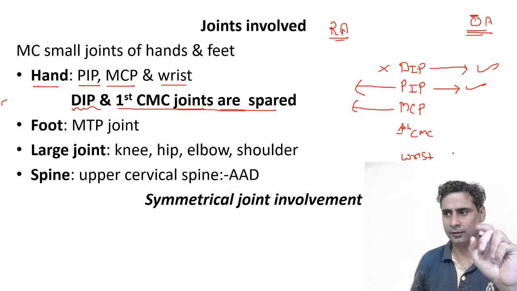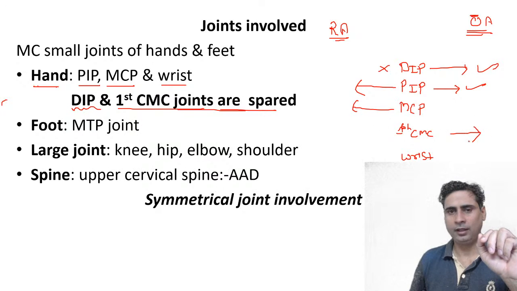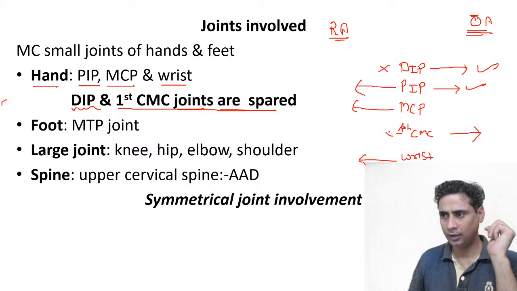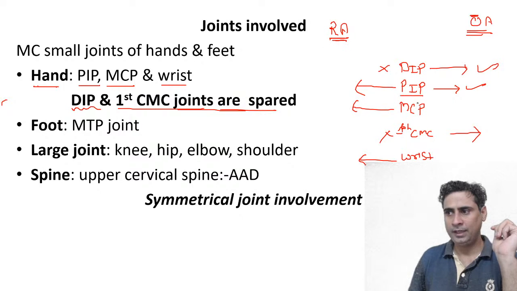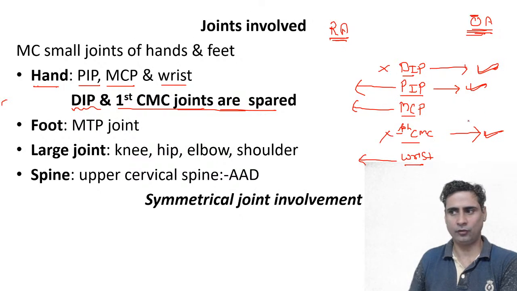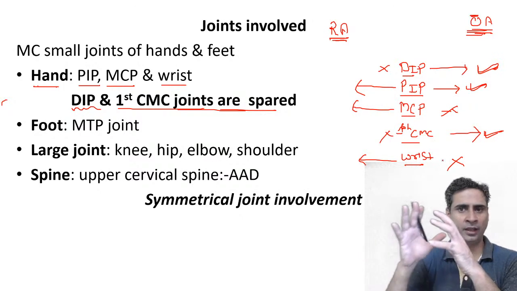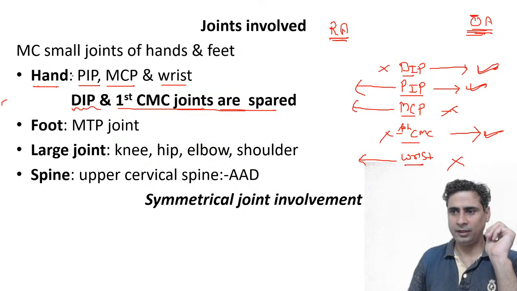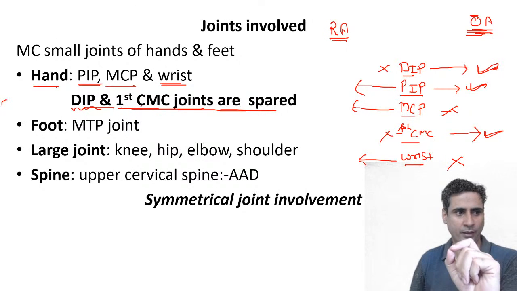Now we are remaining with 2 joints. Once again, give it to osteoarthritis and give it to rheumatoid arthritis. So now in rheumatoid arthritis you can see PIP, MCP and wrist joints are involved. First carpometacarpal and distal interphalangeal joint are spared. Now in osteoarthritis, DIP, PIP and first carpometacarpal joints are involved. This MCP joint and wrist joints are spared. So this is how you can remember. So we have discussed hand joint, PIP, MCP, wrist joints are involved, DIP and first carpometacarpal joints are spared.